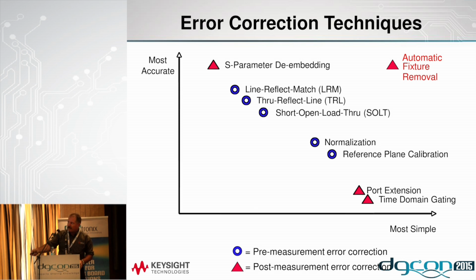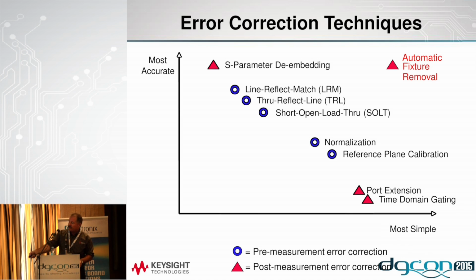So pre-measurement error correction are these with the circles, and this typically is what we call calibration, yes? So before the measurement's made, we calibrate. Short open load through is probably the most common type of calibration, especially on a vector network analyzer, but also on a TDR, a time domain reflectometer, which is basically a time domain instrument.